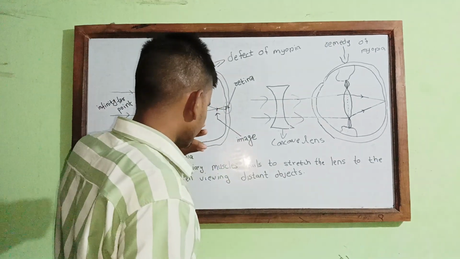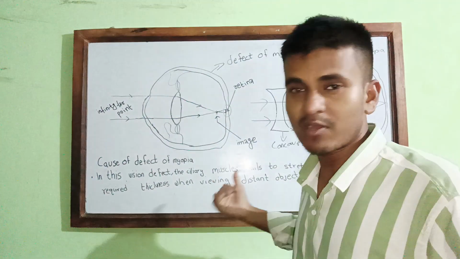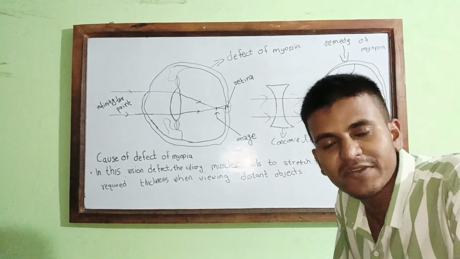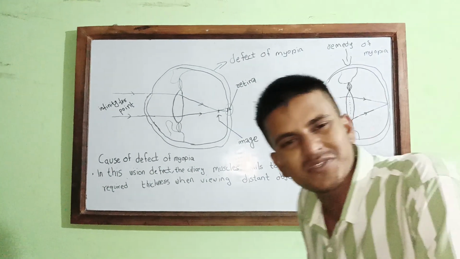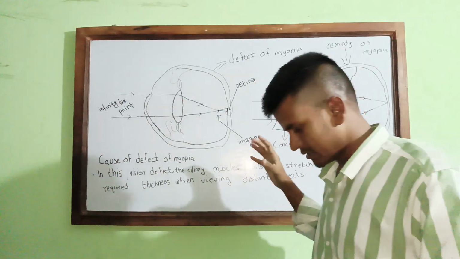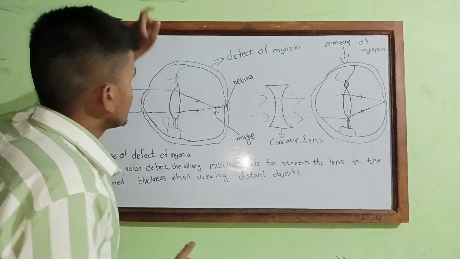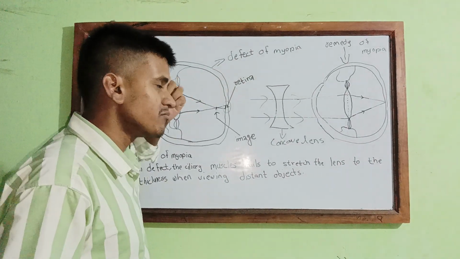Now see here, this is from the science. I need not say which chapter we have taken. Definitely it is from wave, which comes under light, to be very specific. In this entire topic, this is just one topic, which is a defect known as myopia.